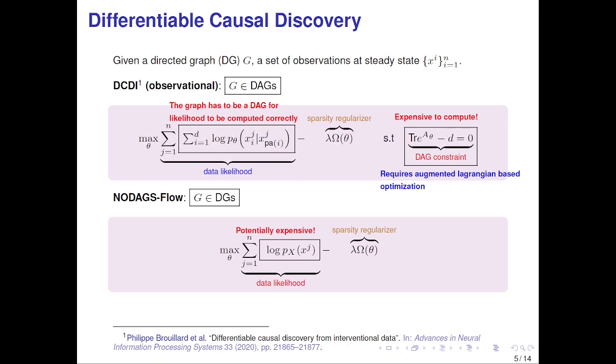In contrast, NODAGS-Flow does not require any augmented Lagrangian based optimization techniques because we don't restrict the search space to the space of DAGs.